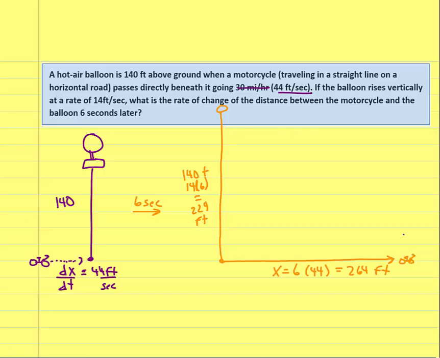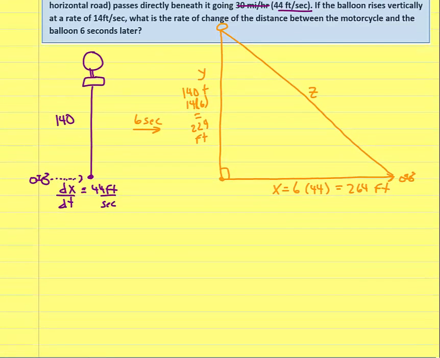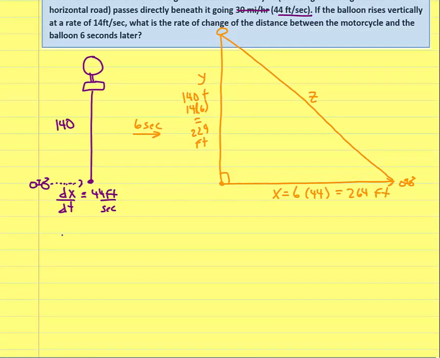And the question is, what is this distance doing? How is that changing as the balloon rises and the motorcycle keeps traveling? So we have this height. This height is y. This length is x, and then we'll call this third side z. And we can see clearly that we have Pythagorean's theorem here. So let's go ahead and write out Pythagorean's theorem. x squared plus y squared equals z squared in this particular case.